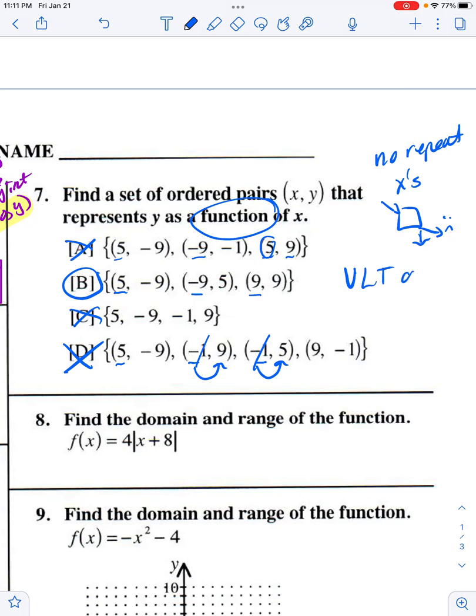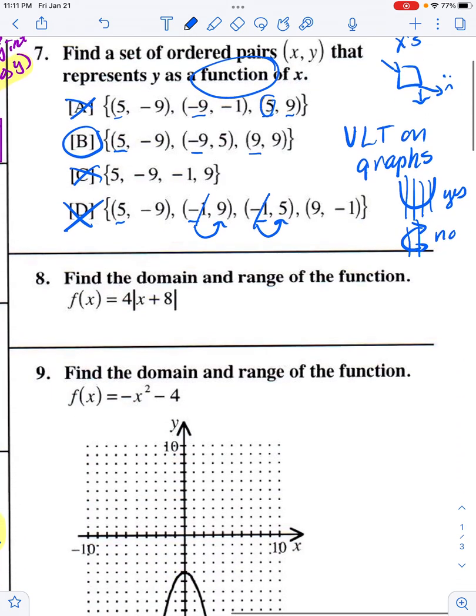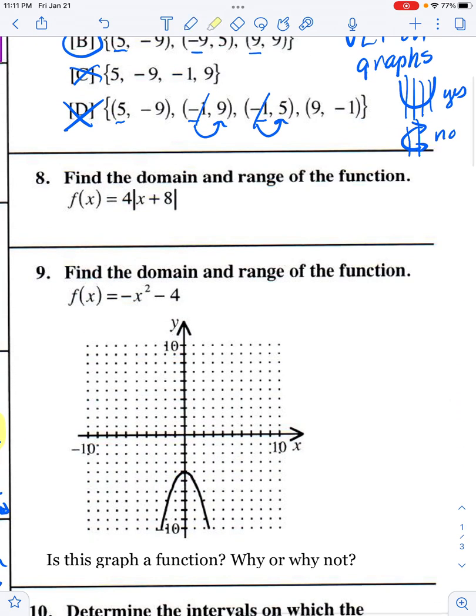Keep in mind, this is also when we use the vertical line test. If we had graphs, we would use a vertical line test on a graph and be like, oh, hey, this passes a vertical line test, so that's a yes. But this weird sideways graph fails the vertical line test, so that is not a function. So that was another way we tested it. And if you look on your list, it's going to say, is something a function or not? Determine if it's a function or not.